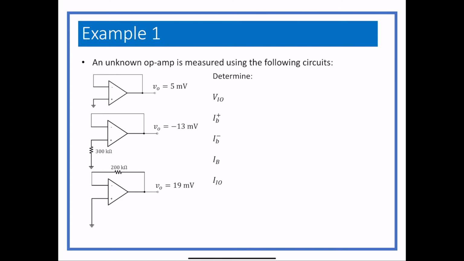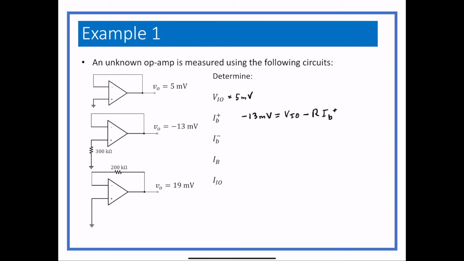There's 0 going into the non-inverting terminal, which means whatever's at the output is VIO. So VIO is just going to equal 5 millivolts, because we read that. It's easy. For the second circuit, we've got minus 13 millivolts. So what that means is minus 13 millivolts is going to equal VIO, which was 5, and then minus whatever R is times IB plus.